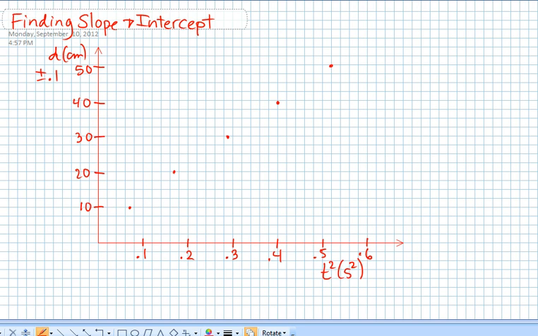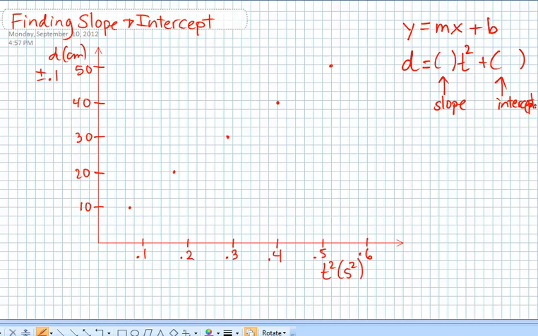And what we want to do is write an equation. Instead of writing an equation of the form y equals mx plus b, we want to write an equation of the form d equals slope times time squared plus intercept. So the slope and the intercept are both things that we need to derive from the graph. Okay? And again, on the y-axis we have distance playing the role of y, and on the x-axis, like we talked about previously, we have time squared playing the role of x.